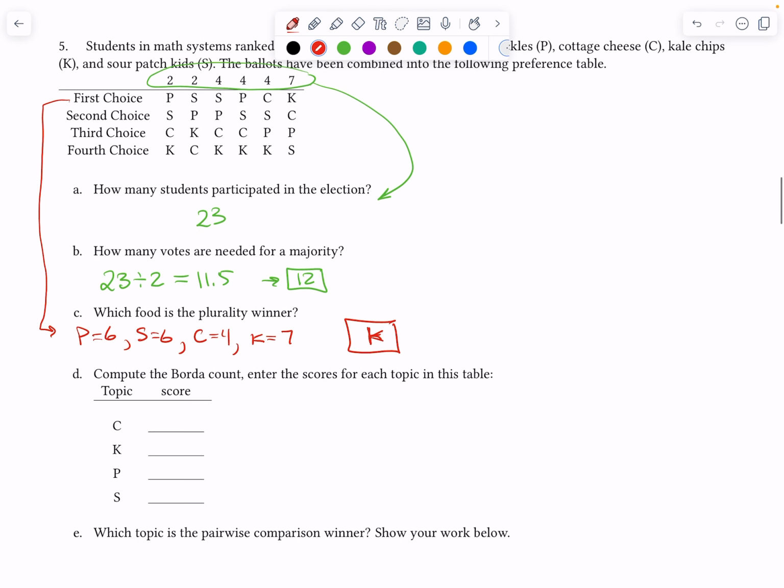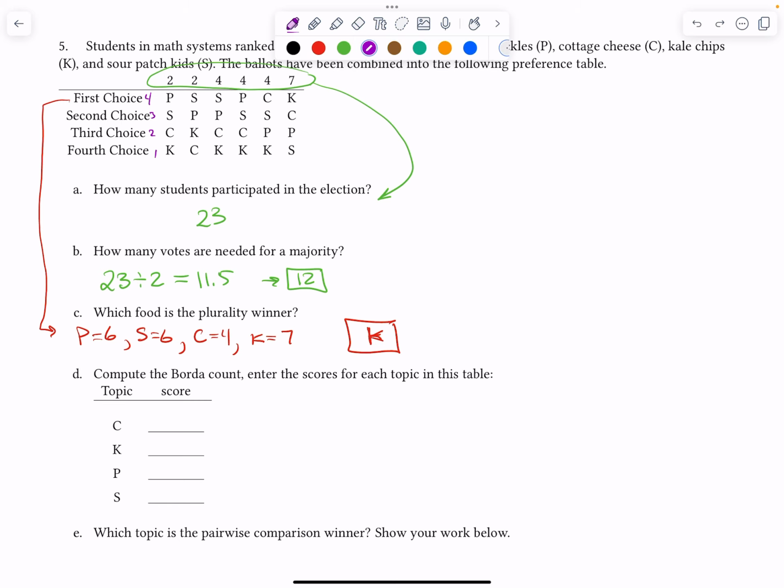This is going to be the most painful of the bunch. So for C, I'll just write this out. Maybe I'll do this in purple. For C, we'll do 4 points, 3 points, 2 points, and 1 point. So C is going to get 4 points for each of the four people who voted first place. You know what, I'm doing this kind of backwards.